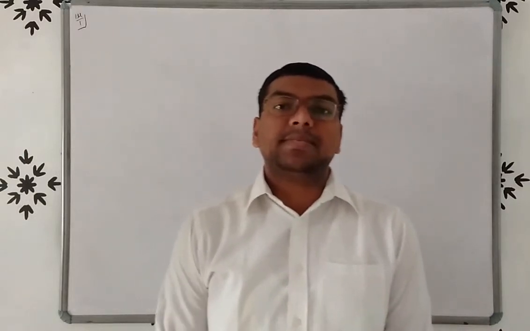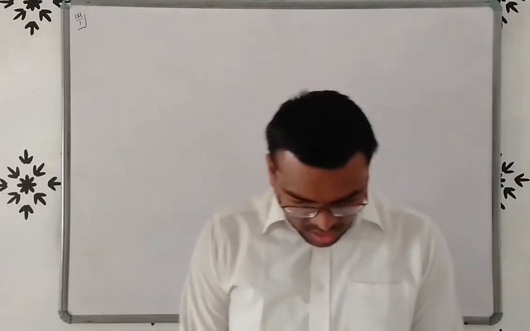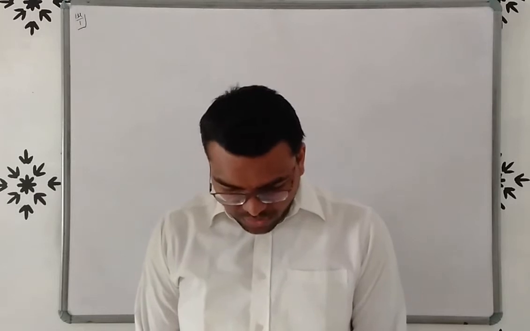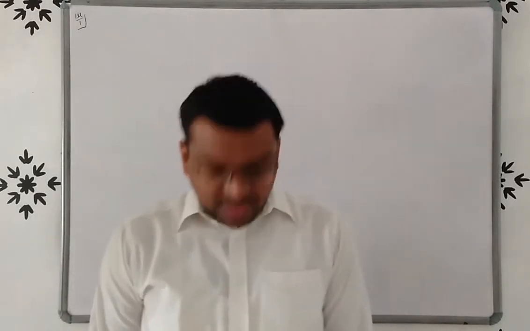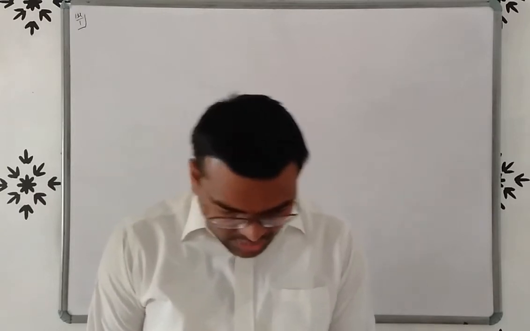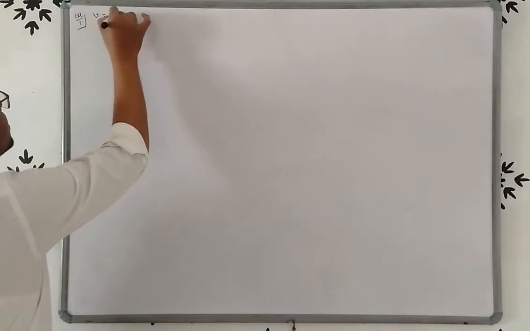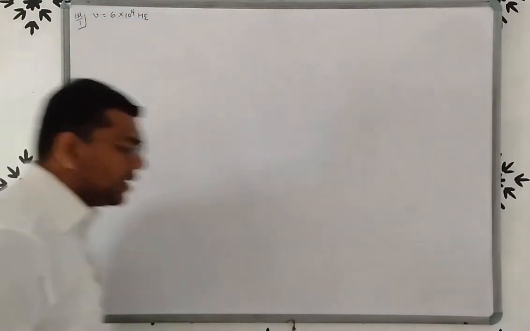Today we discuss some examples. See friends, illustration 1. Monochromatic light of frequency 6 into 10 raised to 14 Hz produced by a laser. So here friends, frequency is given, 6 into 10 raised to 14. So nu is equal to 6 into 10 raised to 14 Hz.